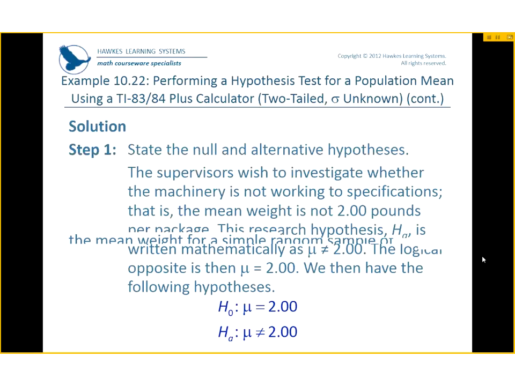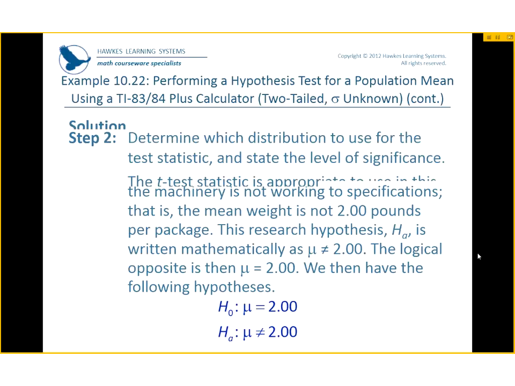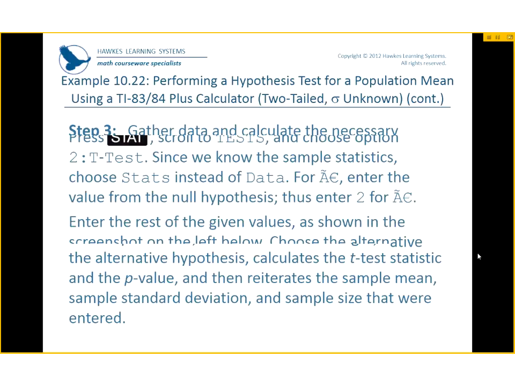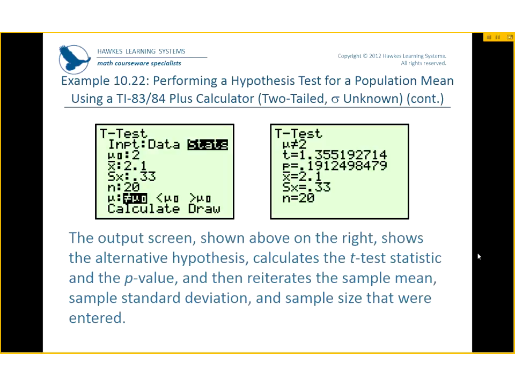So we have to state our null and alternative hypotheses. For this one, it's kind of easy. It doesn't want to know if it's less than or greater than, it just wants to know if it's not equal to. So the alternative is the mean isn't equal to 2, where your null hypothesis is the mean is equal to 2. We're going to write everything down again and put it in our calculator. We're going to do another t-test, using statistics. Our mean is 2, our sample mean is 2.1, our sample standard deviation is 0.33, and our n is 20. Then our alternative is mean not equal to the null mean.